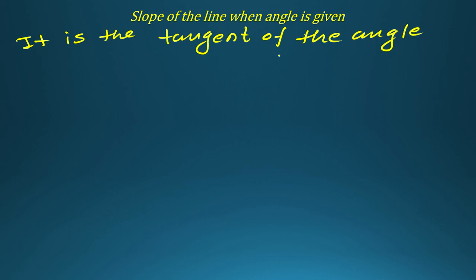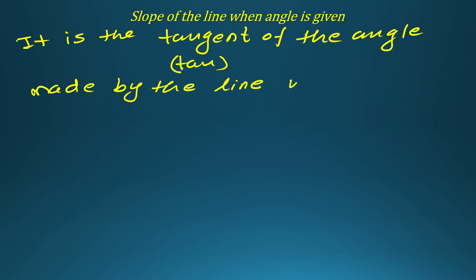Tangent means tan, that you have studied in trigonometry. So it is the tangent of the angle made by the line with positive x-axis. Just remember this thing. This is important for you.